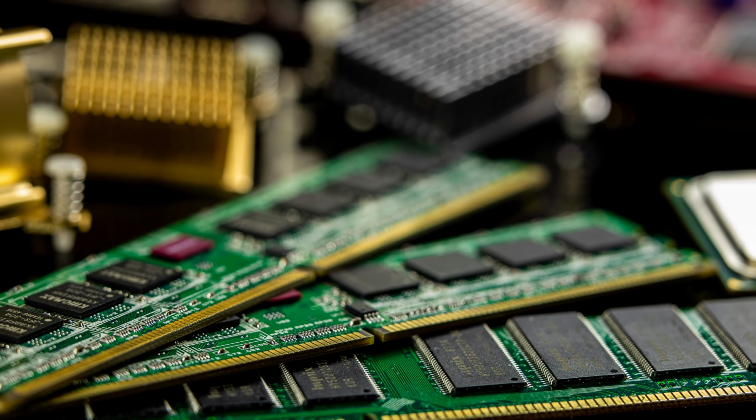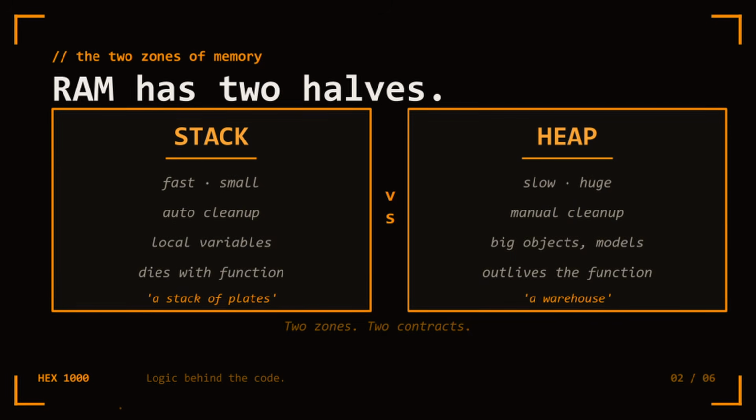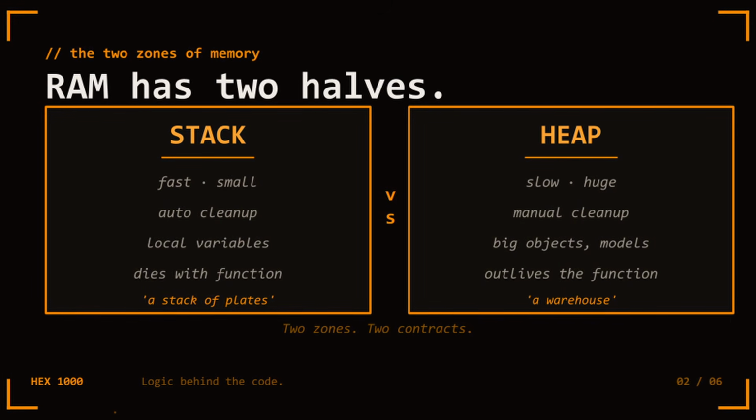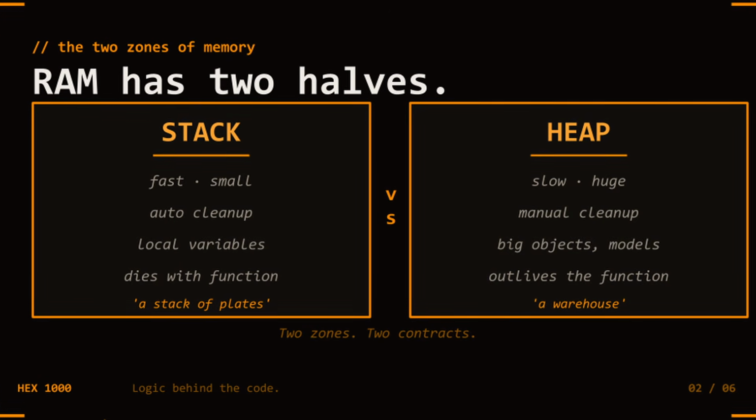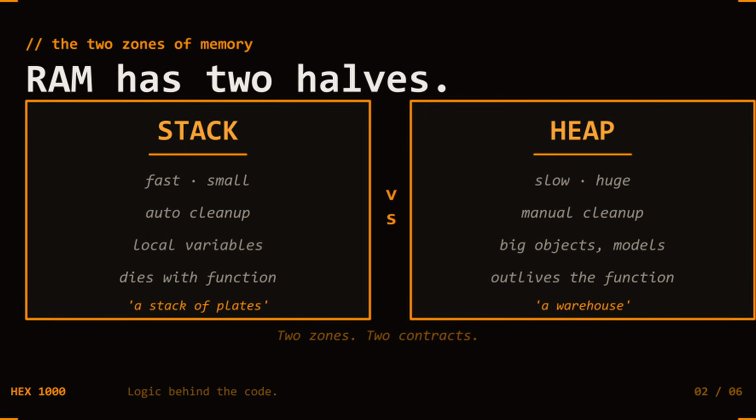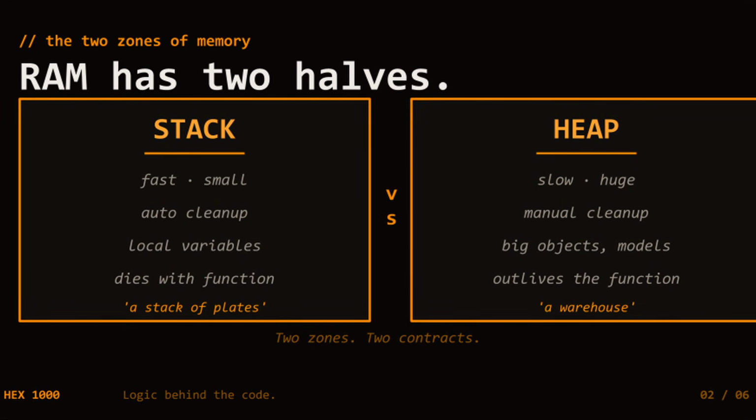One zone is fast, organized and disciplined. It cleans up after itself. The other is enormous, flexible and chaotic. It cleans up only when you ask. These two zones have names every senior engineer knows by heart: the stack and the heap.